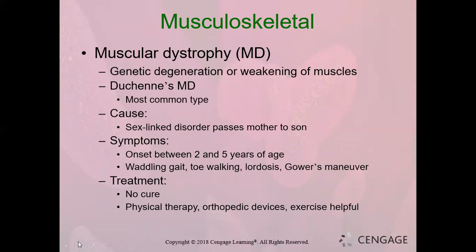Muscular dystrophy is a genetic degeneration or weakening of the muscles. It's also called Duchenne's muscular dystrophy. That's the most common type. It is a sex-linked disorder passed from mother to son. The onset is between 2 and 5 years of age, and they're going to have a waddling gait. They're going to walk on their toes. Lordosis is just kind of a humped over appearance. There is no cure, and they're going to have physical therapy or orthopedic devices, and exercise is helpful.